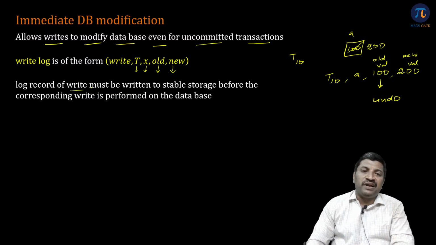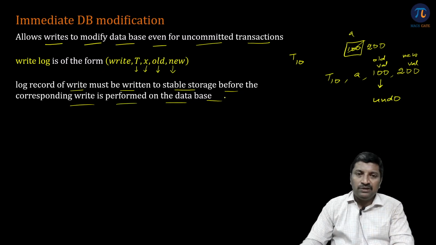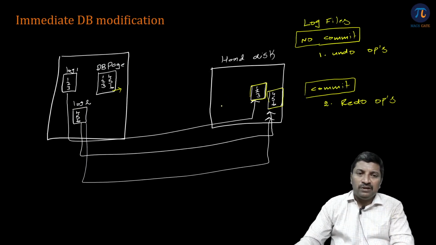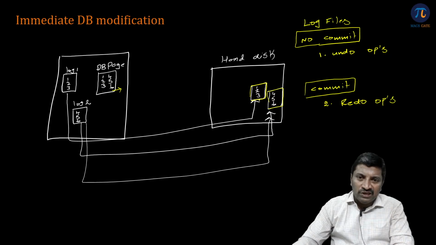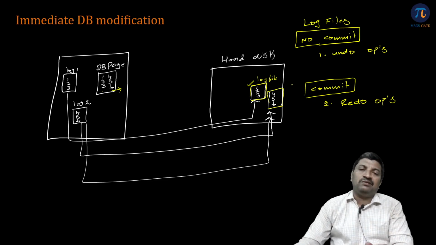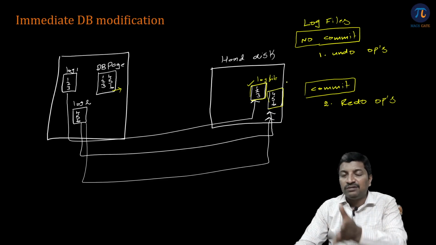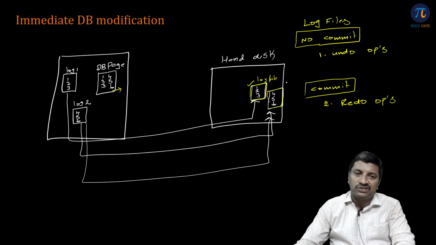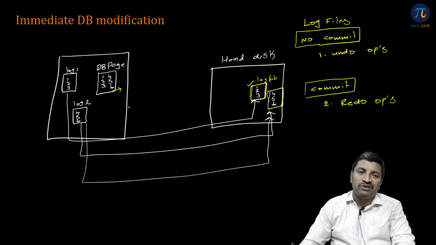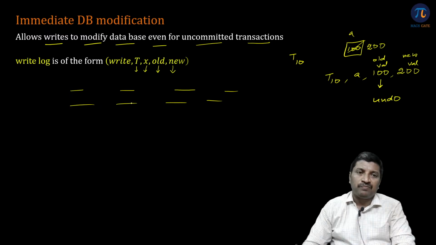Log record of write must be written to stable storage before the corresponding write is performed on the database. This is what we told, sir. Before I am doing this 1, 2, 3, first I will save this log file in the hard disk. Whether you complete or not, whatever work you have done, that log file should be saved in the hard disk. Then only you should start work on the original database page.